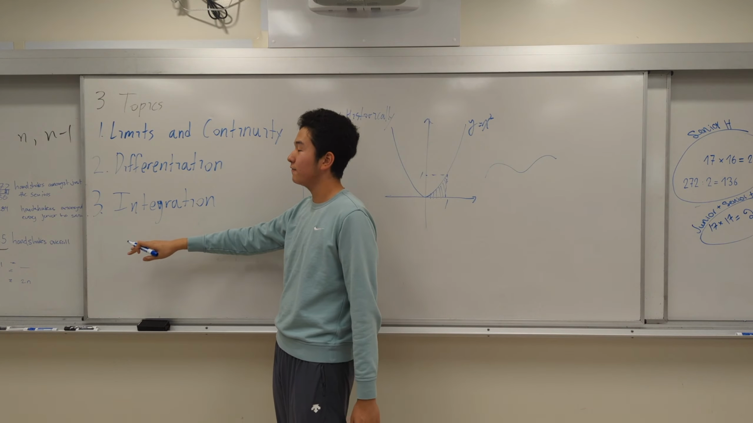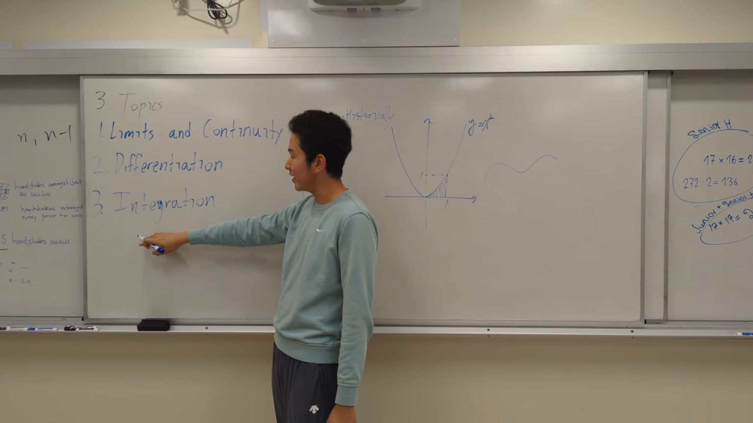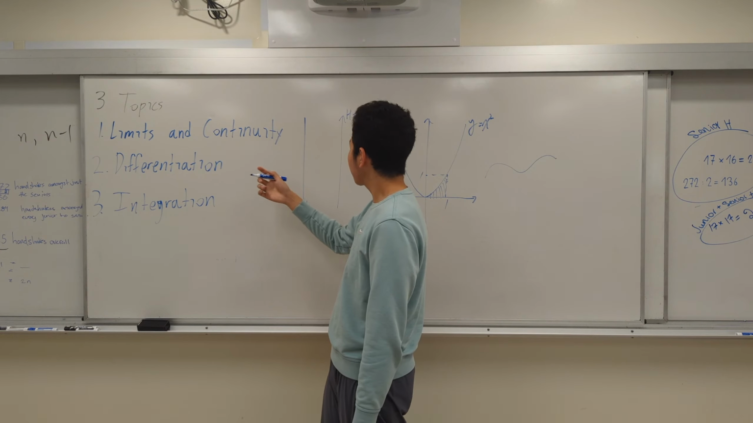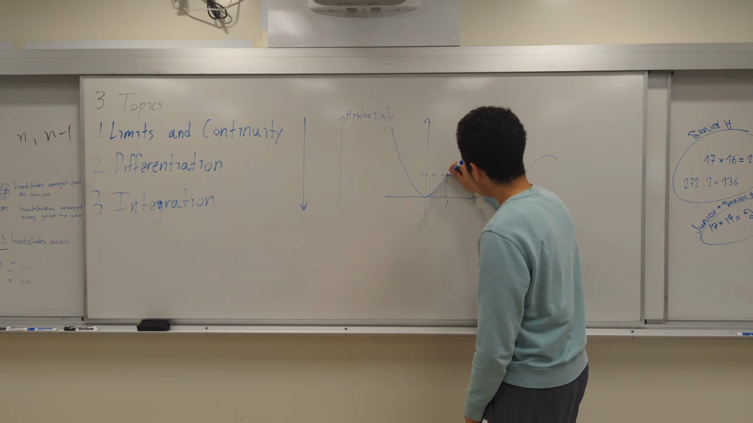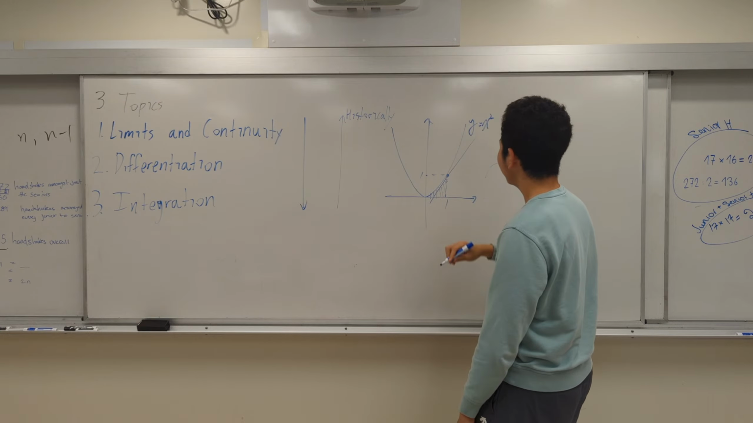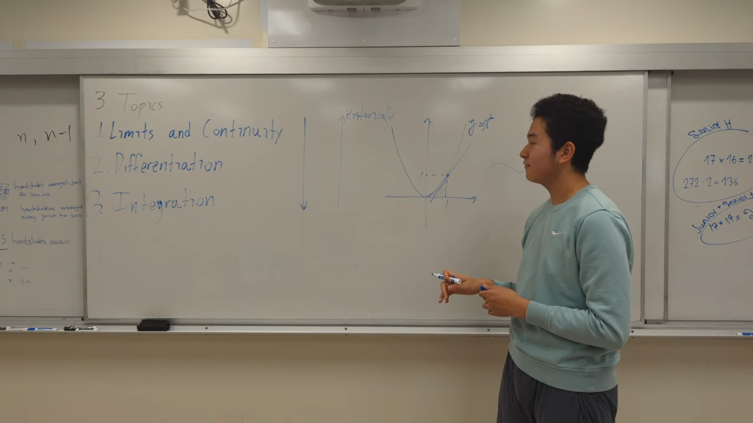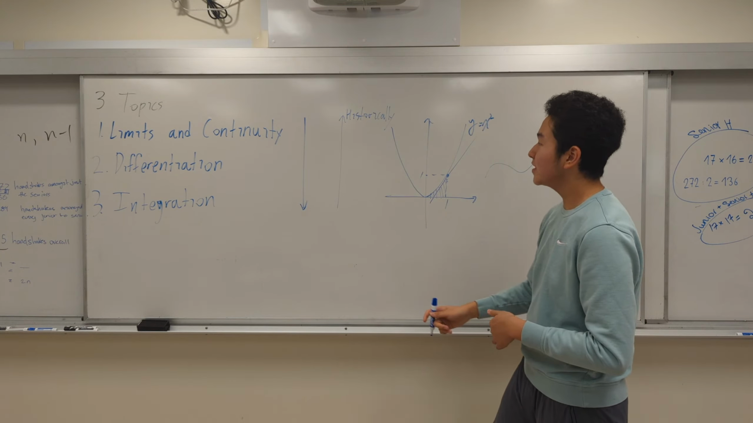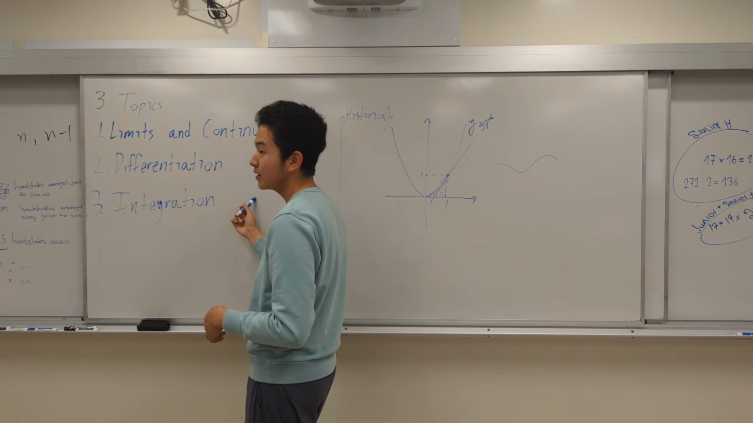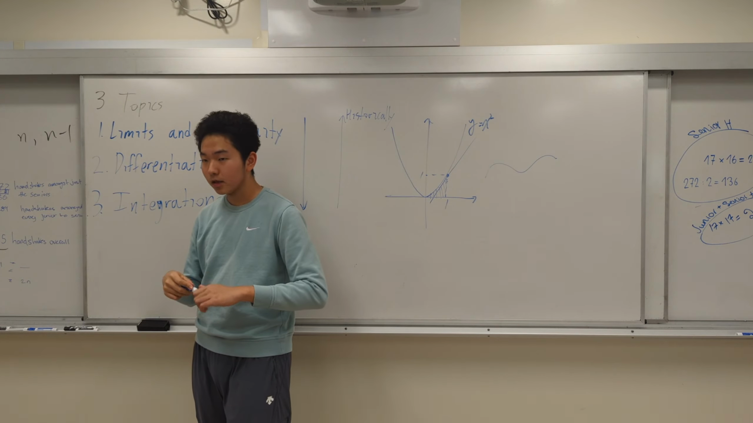I'll get more specific when we actually get to the unit. Differentiation is: if I have a tangent line at this point, what will that slope be? That's the main question that differentiation tries to answer. And limits and continuity will be the building blocks of all of these tools.